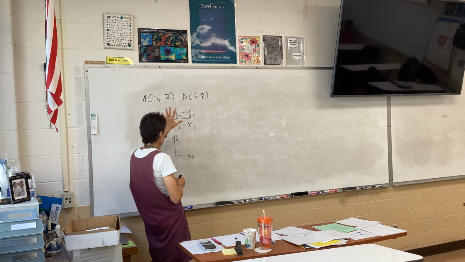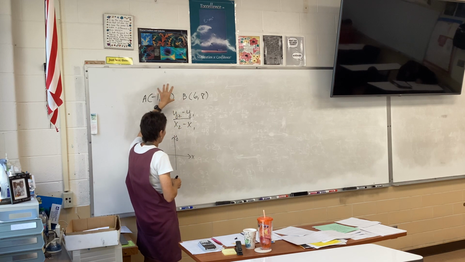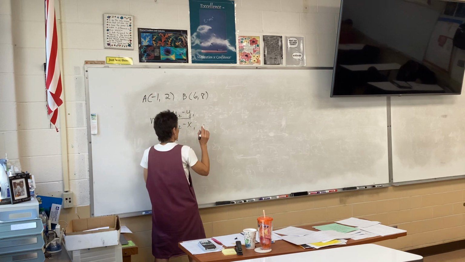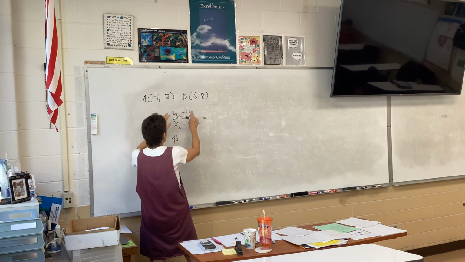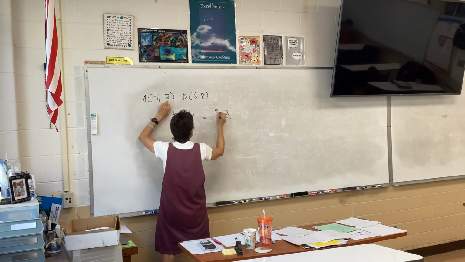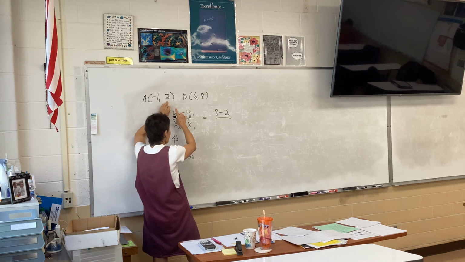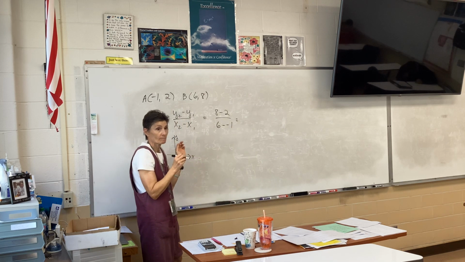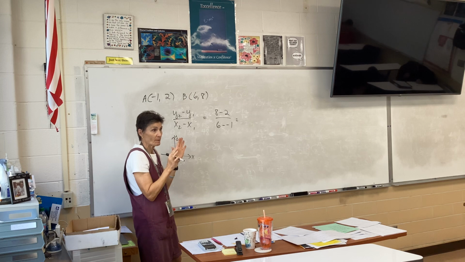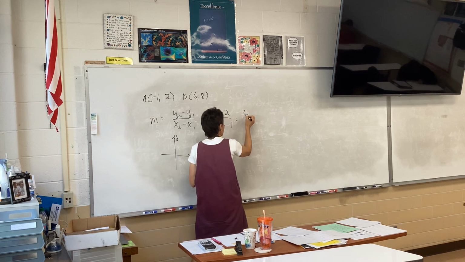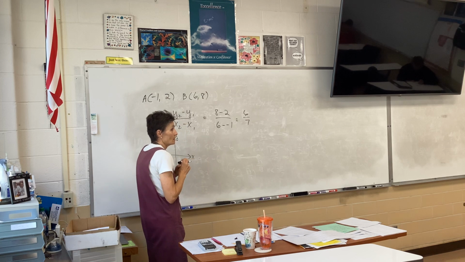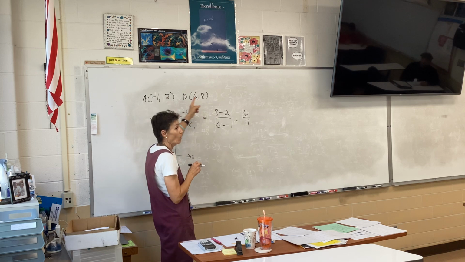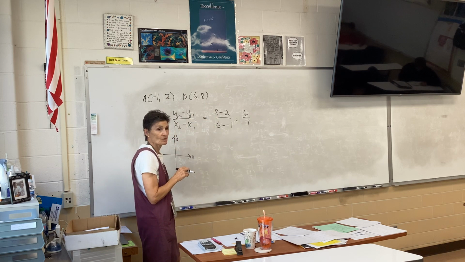So it doesn't matter which are the ones and which are the twos, or if that's backwards, but you have to go in the same order. So in other words, if I do 8 minus 2, that's my y's, then I have to do 6 minus negative 1. You see what I'm saying? Now, the answer is going to be 6 over 7. If I did it the other way, it would be 2 minus 8 over negative 1 minus 6, and I would get exactly the same answer.